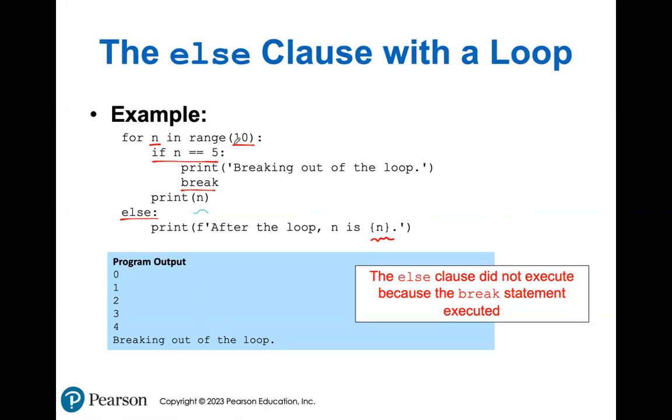We'll start at 0 because that's the default if you're using just one argument for your range. We're going to start at 0 and we're going to print n. Because n is not equal to 5, we skip this if as a whole and we just print our n, which you can see right here, 0. We printed 0. And we keep going. 1, 2, 3, 4. So we print all of these, then we reach n equals 5. So this statement is executed, print breaking out of the loop, and then we just break. As you can see here, breaking out of the loop, and then nothing else is printed. So we never reach this else at all.